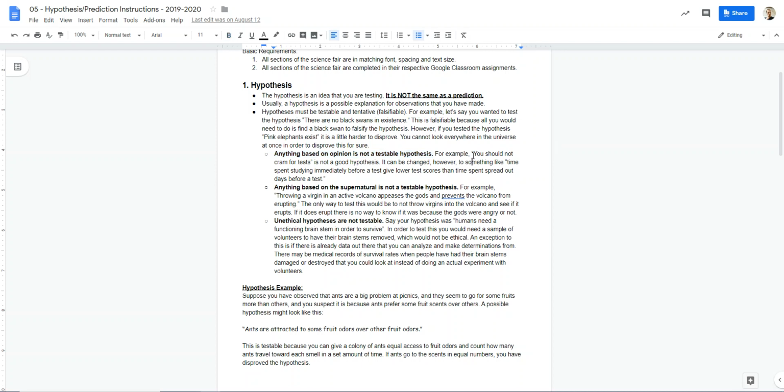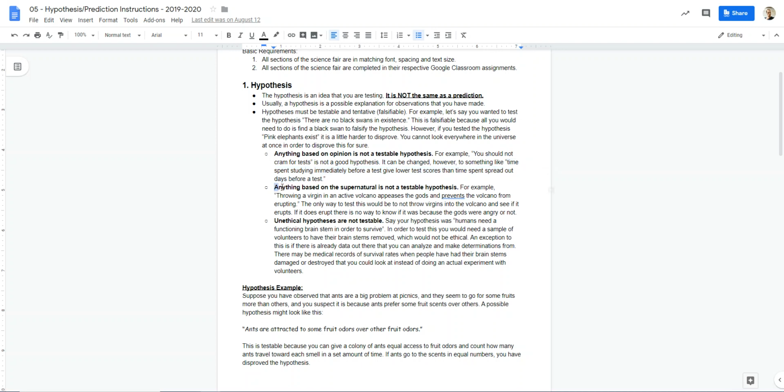An example of that would be if you said, you should not cram for tests. Well, the should part is the problem. We can't test whether or not something should happen. It could be changed if you were to rewrite that to say, time spent studying immediately before a test can lower your test scores compared to time spread out days before a test. That is something that we can actually test. We can measure how many minutes somebody has spent studying and then look at their test scores.